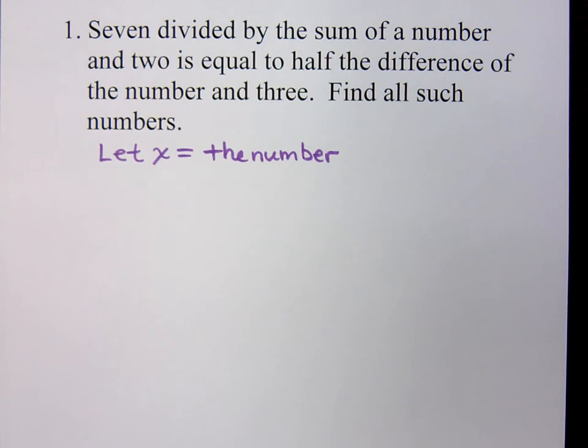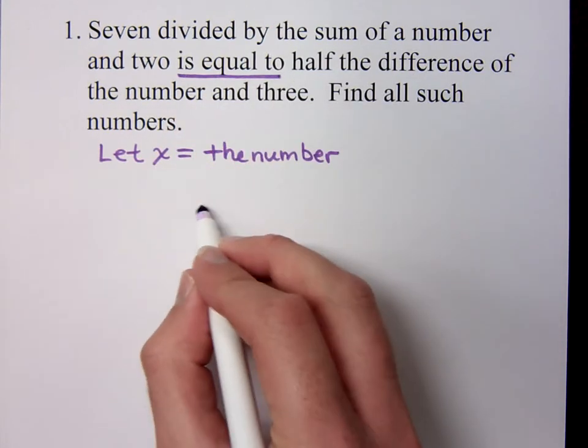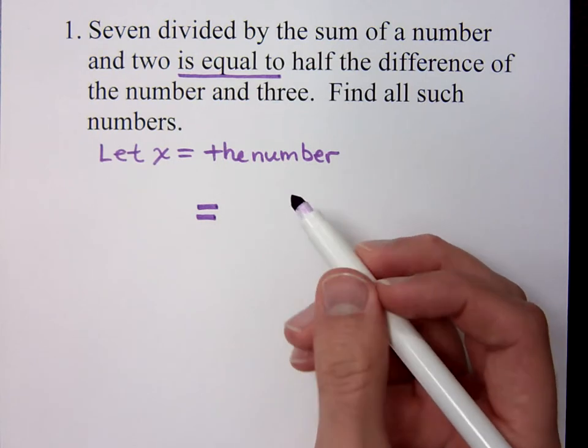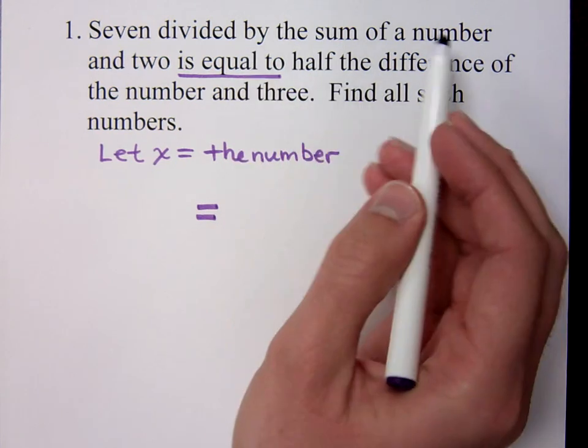What you want to be able to do is break up this whole sentence appropriately. You look for key words, like where's your equal sign? I don't need to look at everything when I'm writing an equation. I need to look at the left side and then the right side. In terms of the words that we see here, what tells me the equal sign? "Is equal to." So now I'm going to put my equal sign here in the middle. What comes before the equal sign? 7 divided by what? The sum of a number and 2.